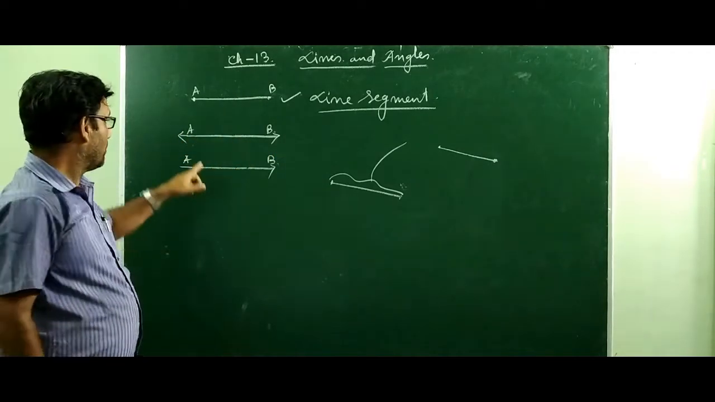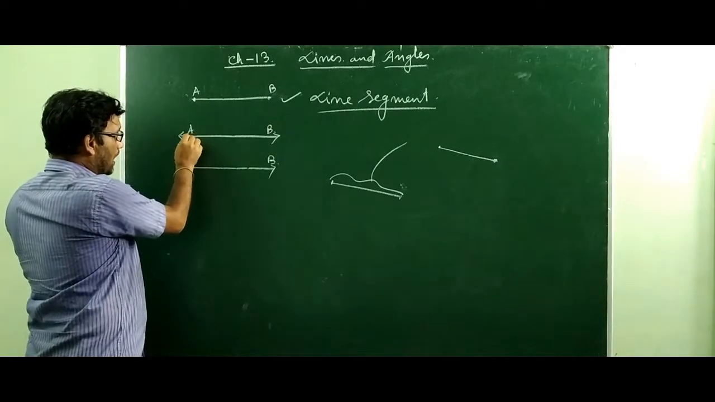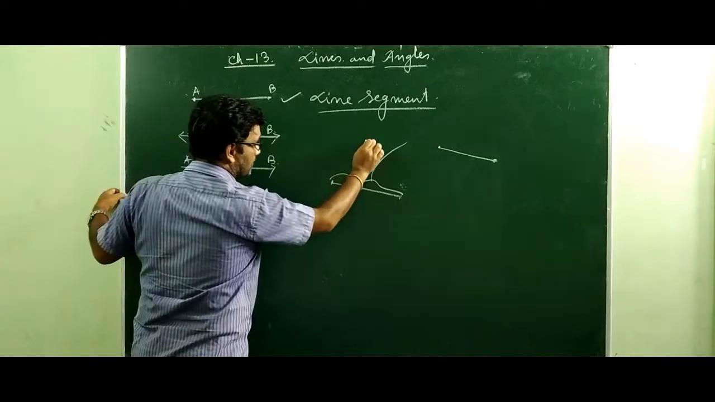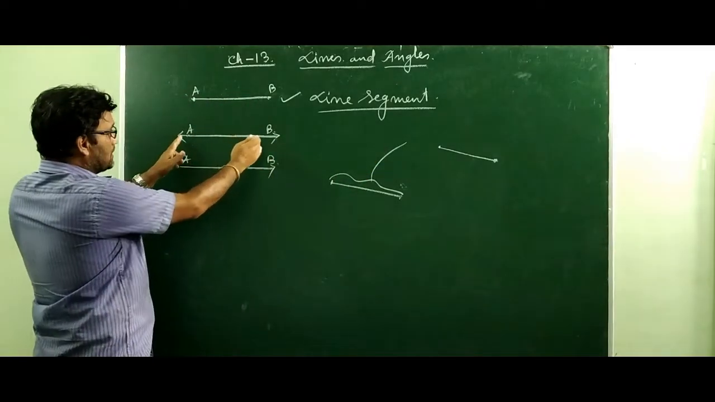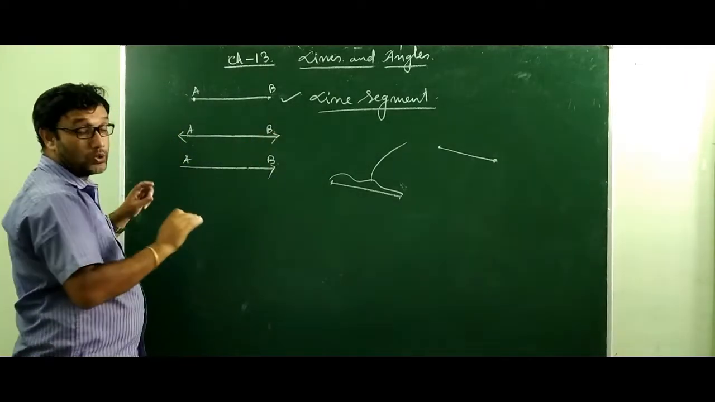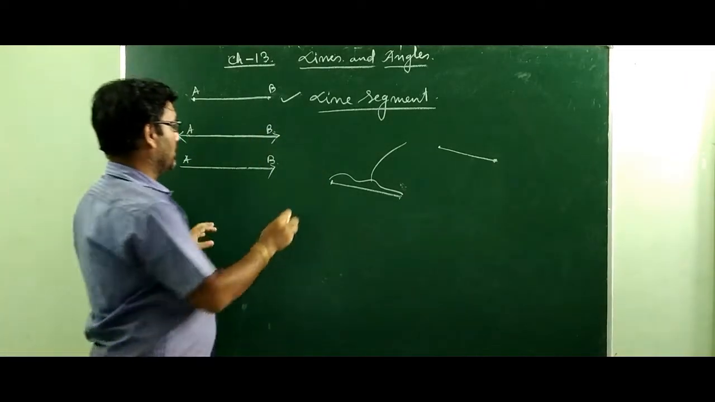Next, in this diagram, this side also has an arrow and that side also has an arrow. It means this point is not limited to A. You can extend it this way, and you can extend this one also this way. It is not limited to this much. You can extend it in both ways. So that is called a line.